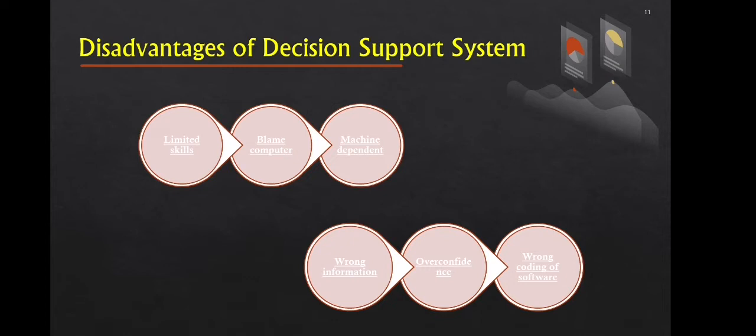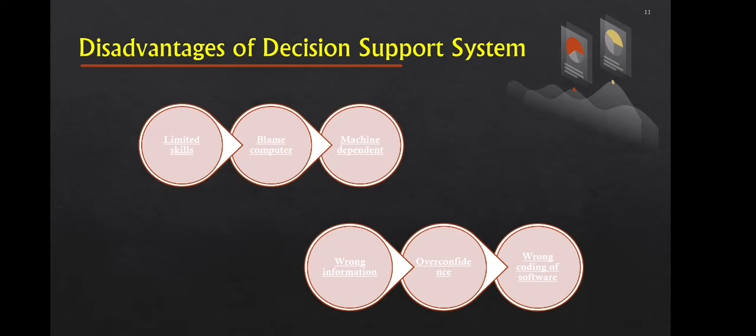Next is blame computer. They blame the computer. Now, if any staff makes mistakes, then he will directly blame the computer. He will say his computer is not working, that is why it is giving a wrong result. Another disadvantage is machine dependent. All the data is kept in the computer machine, so the CEO will be bound to the machine. Of course, he cannot decide without investigating data from the machine.